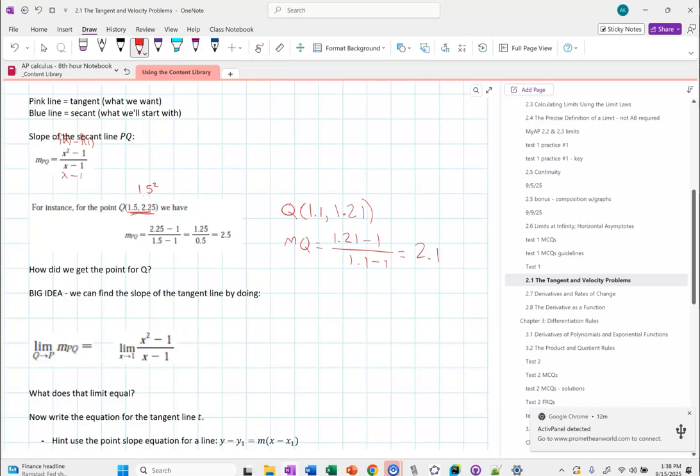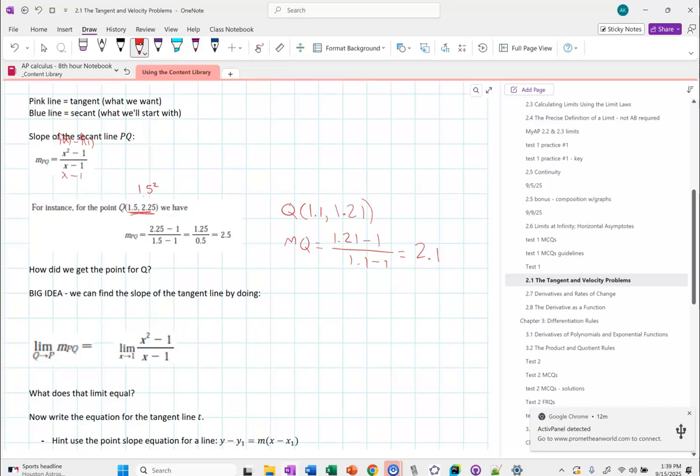So I get 2.1. And as I let that Q get closer and closer to the point (1,1), that slope is going to get closer and closer to the slope of the tangent, right? This should feel just like what we're doing when we use a table to evaluate a limit. That's all we're doing. Does that look familiar? Does it feel kind of the same?